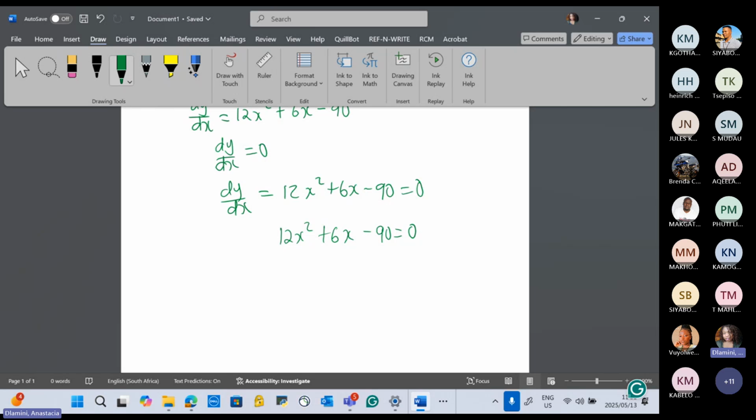No calculators. Let's try. Let's divide by 6 on all sides. Divide by 6 on all sides. So we're left with 2x squared plus x minus, what is 90 divided by 6? It's 15.